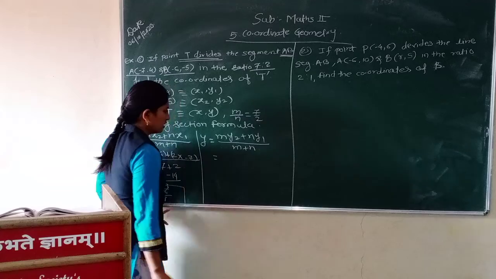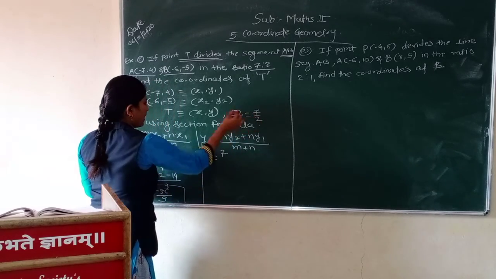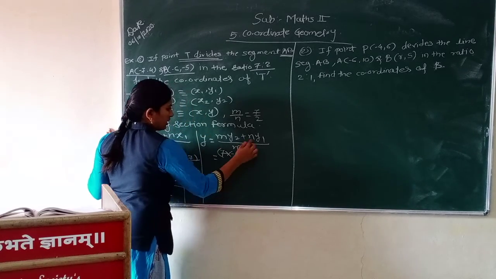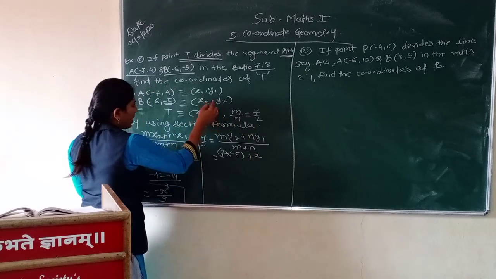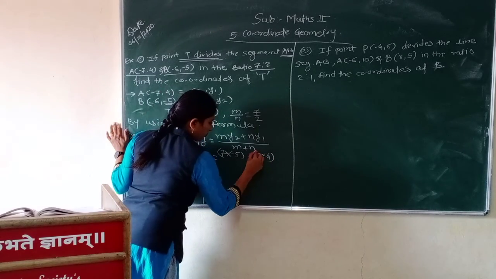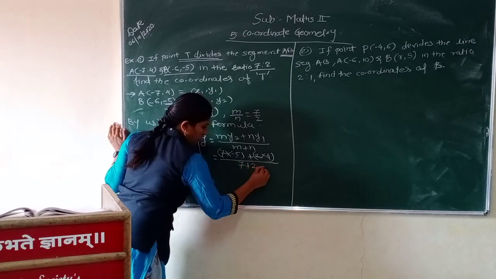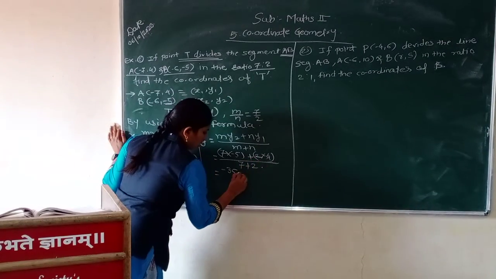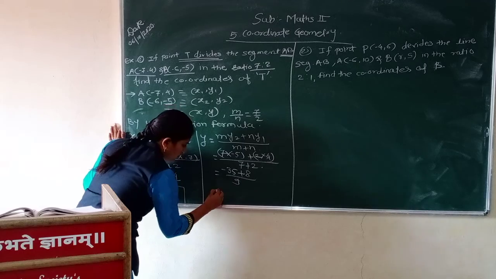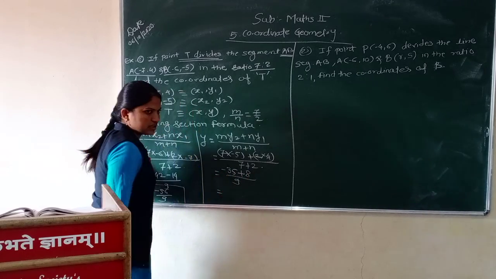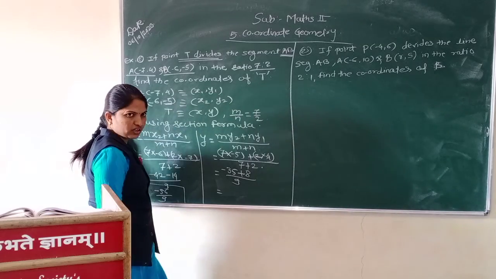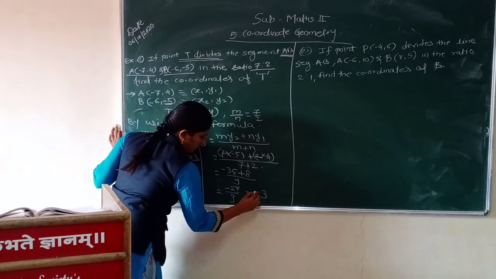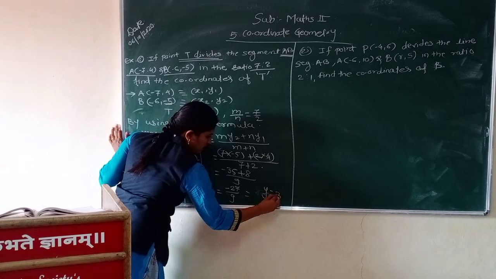Here m is 7, y2 is -5, plus n is 2 and y1 is 4, upon m plus n. 7 fives are 35, but with minus sign, -35, plus 8, upon 9. -35 plus 8, the result is -27 upon 9, and it will be -3, therefore y is -3.